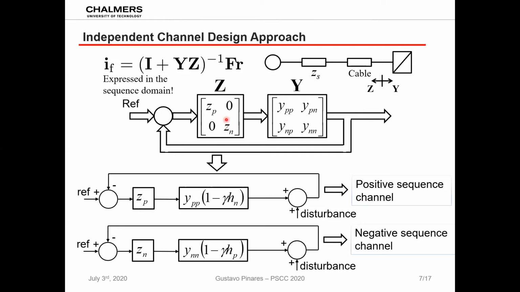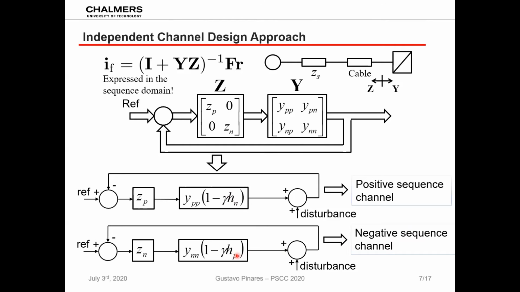Actually, the grid matrix is a diagonal matrix, and this has exactly the form where the independent channel design approach can be applied. In this case, we can have two channels. We call the first channel the positive sequence channel, because it is where the positive sequence terms mostly dominate the system. The other channel we call the negative sequence channel. We have the coupling terms here, gamma Hn and gamma Hp.